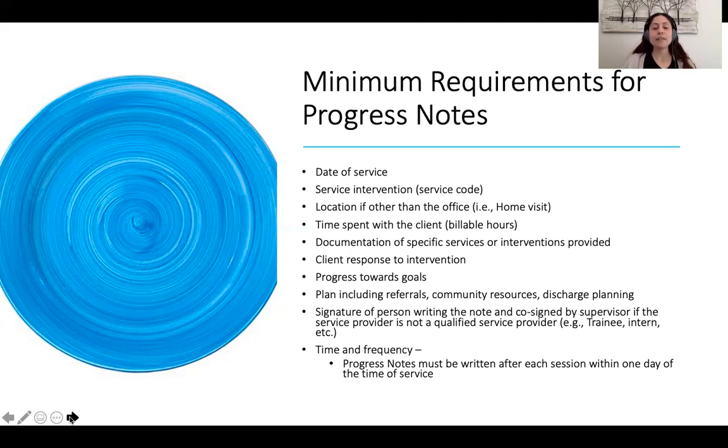And then just a note to make you aware of in terms of time and frequency, progress notes must be written after every session. So you must have a progress note for each session that you have with a client. And now agencies are moving more and more toward requiring those notes to be completed within 24 hours, which is called a 24-hour turnaround.